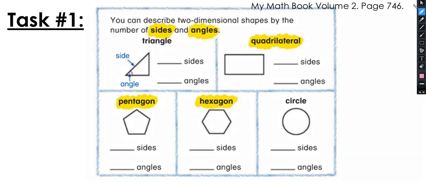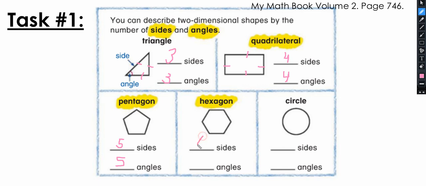Alright guys, time to check the answers. First one, 1, 2, 3 sides, and hence 3 angles. Quadrilateral, let's see, 1, 2, 3, 4. 4 sides, and hence 4 angles. Pentagon, remember, penta means 5. By knowing that, we don't need to count one by one. When we remember that penta means 5, it means it has 5 sides and 5 angles.